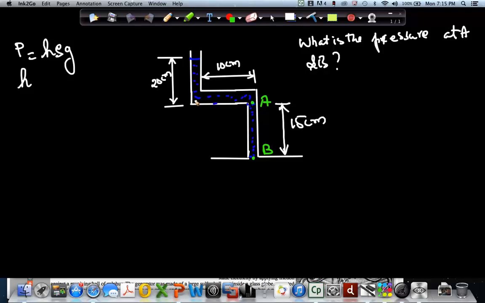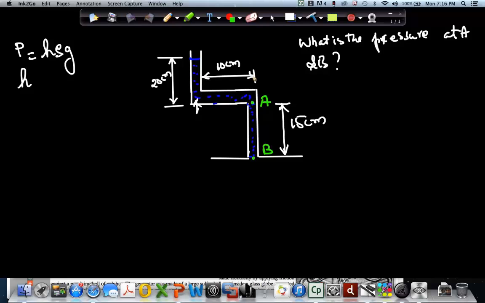Because of what will be the pressure at this point? Pressure at this point is H rho G. What will be the H there? The vertical height, which is 20 centimeter. Right? So I find the pressure here, which is H rho G. The pressure here will be the same as this, because the pressure is exerted equally in all directions. Pascal's law. Because of that, at this level, everywhere in the liquid, the pressure will be the same. That is why here the pressure is the same.